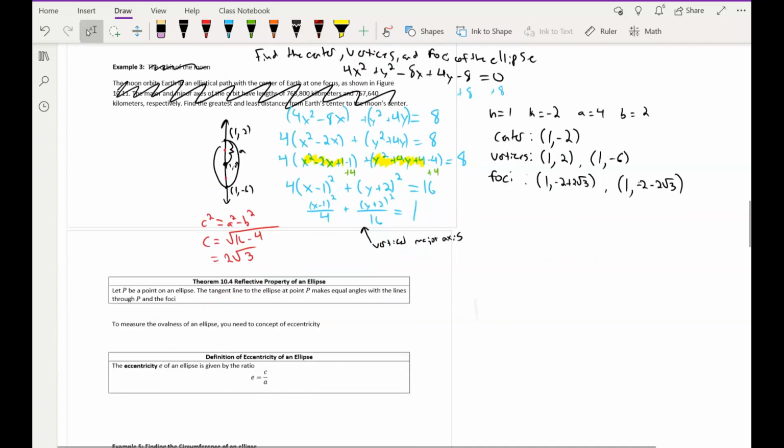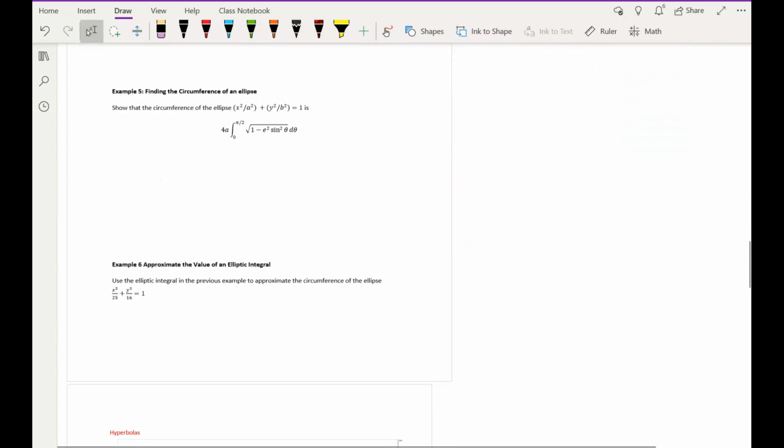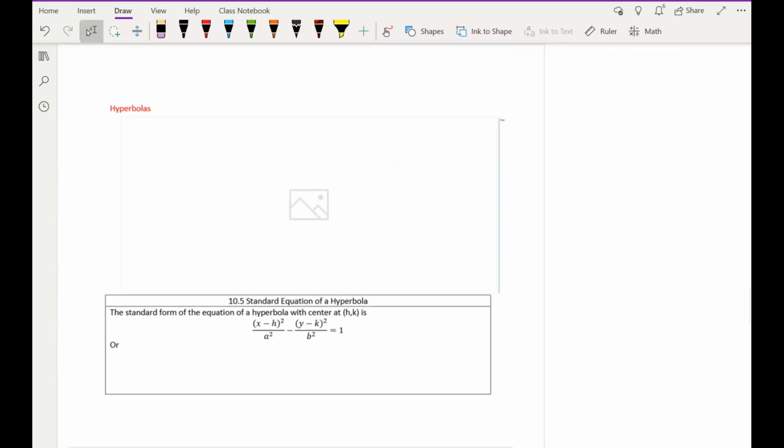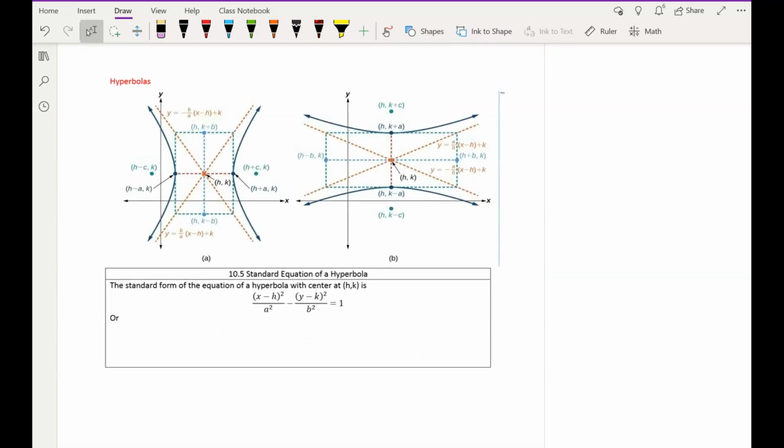Okay. Now for the last thing, we're going to work with hyperbolas. They're kind of like parabolas. This looks like a mess, and it kind of is, a lot going on here. Just remember, it's still going to have a center, a vertex, and a focus. We have all these things that are related together.